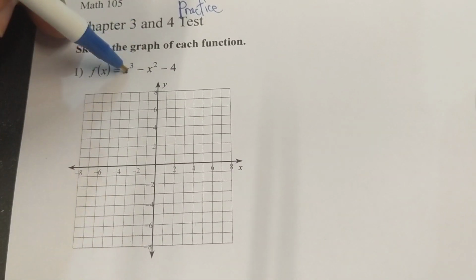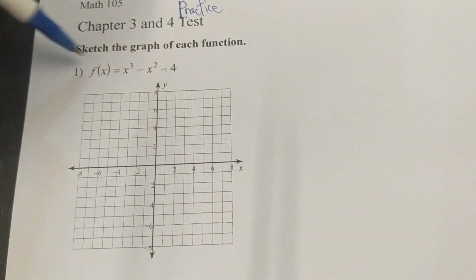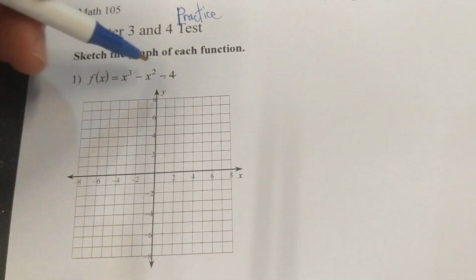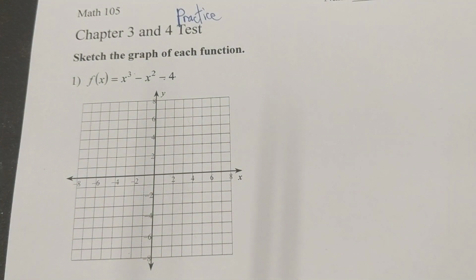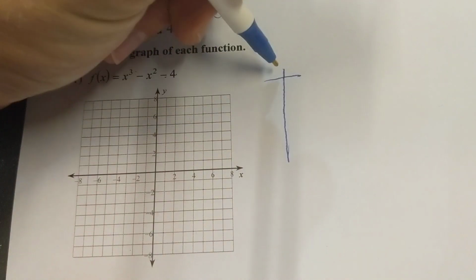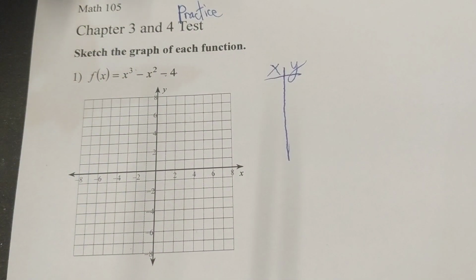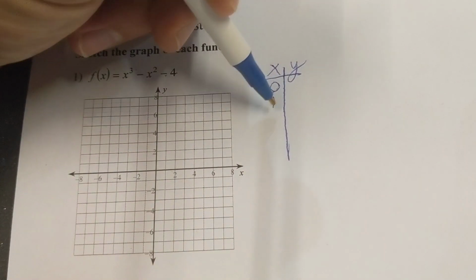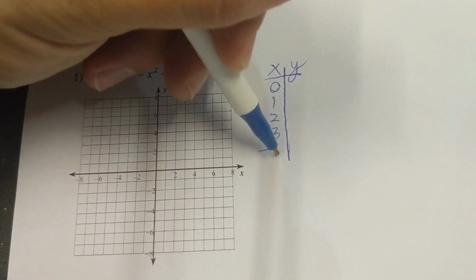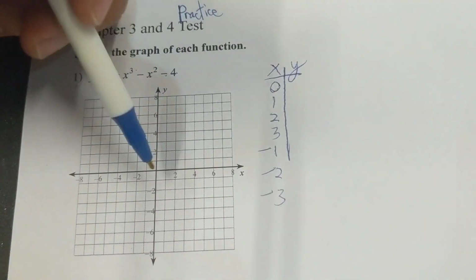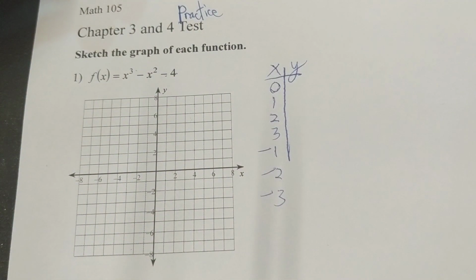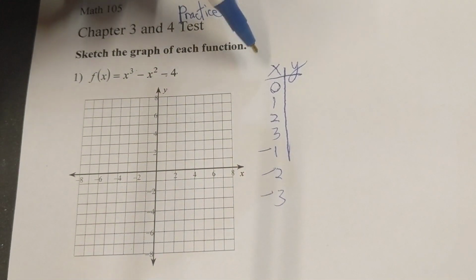Anyway, x to the 3 minus x squared minus 4. We're supposed to graph it. You can do this different ways. You can start looking for zeros of the function, intercepts. But I think in this particular case, maybe we'll just try it the old-fashioned way: 0, 1, 2, 3, negative 1, negative 2, negative 3. And you can go into 4 and 5 too, as you see fit. And so we just try stuff.